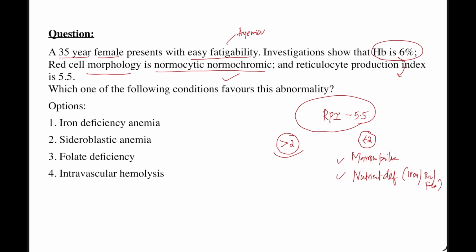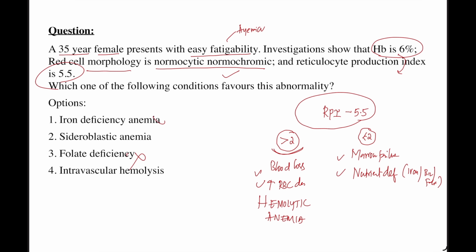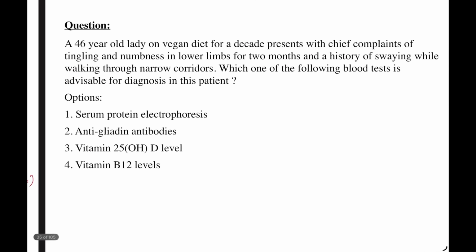But if RPI is more than 2, that means the marrow is responding well. That means it can be because of blood loss, or it can be because of increased RBC destruction. That means I'm talking about hemolytic anemia. So here in this condition, RPI is high. This is ruled out. Sideroblastic anemia is marrow failure. This is ruled out. So intravascular hemolysis is the correct answer for this particular question.